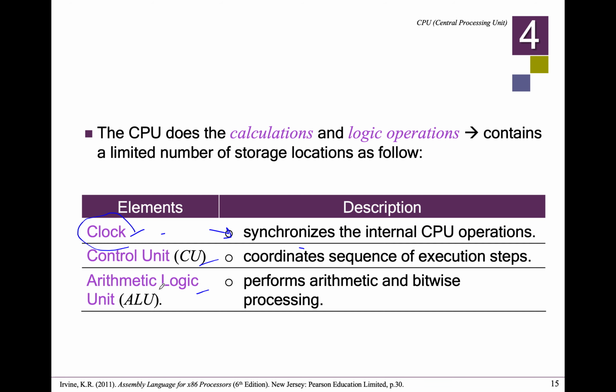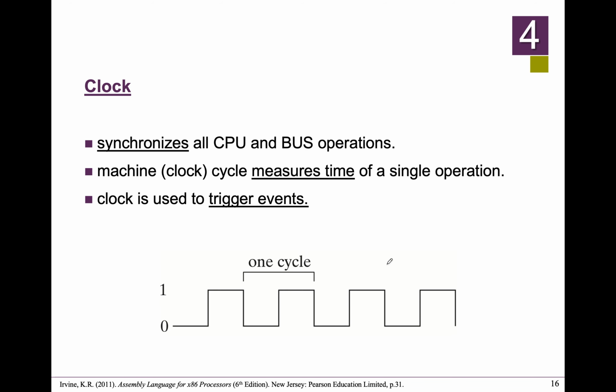I guess it's also available in your test 1. So you can see what the function of your CU is, which is to coordinate the sequence of your execute step. And you have the ALU. What is the task, what is the process being done by your ALU? It performs arithmetic and bitwise processing. Now you're going to see in the diagram methods.